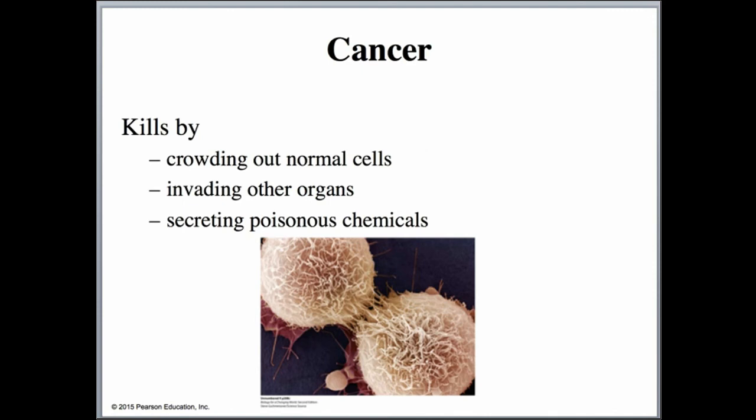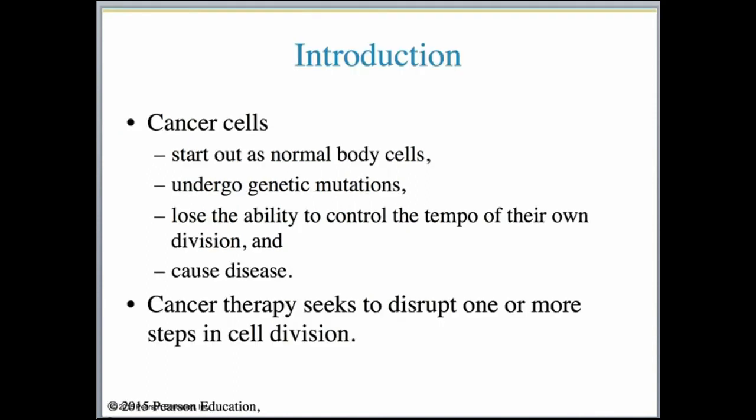So cancers kill by crowding out normal cells, invading other organs, and secreting poisonous chemicals. Remember I said that if a tumor suppressor gene is damaged, the cell can't repair itself from further damage. So sometimes mutations happen that cause the cancer cell to produce toxins and things like that, because of mutations that are no longer being caught by the proteins coded by tumor suppressor genes. So sometimes cancers secrete poisons because of those mutations that are collecting.